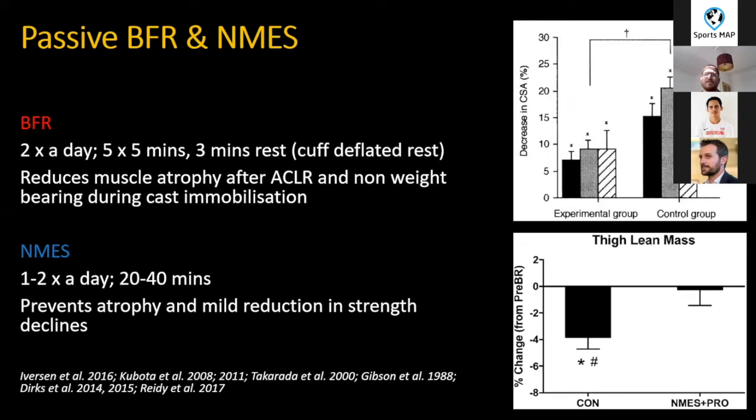If you look over to the graphs on the right, they are both able to reduce the amount of atrophy that's occurring. However, electrical stimulation on its own has a slightly better effect at maintaining the muscle mass, and it also has a better effect at maintaining the strength. Whereas when we apply just blood flow restriction on its own, passively, it's not able to reduce the amount of strength loss that we see during these periods. So electrical stim is slightly better.